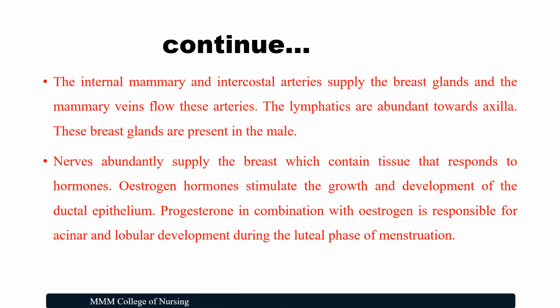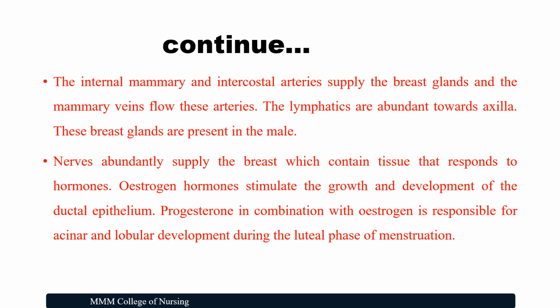The internal mammary and intercostal arteries supply the breast glands and the mammary veins follow these arteries. Many cutaneous veins become dilated during lactation. The lymphatics are abundant towards the axilla. These breast glands are present in the male but exist only in the rudimentary state. Nerves abundantly supply the breast which contain tissue that respond to hormones.